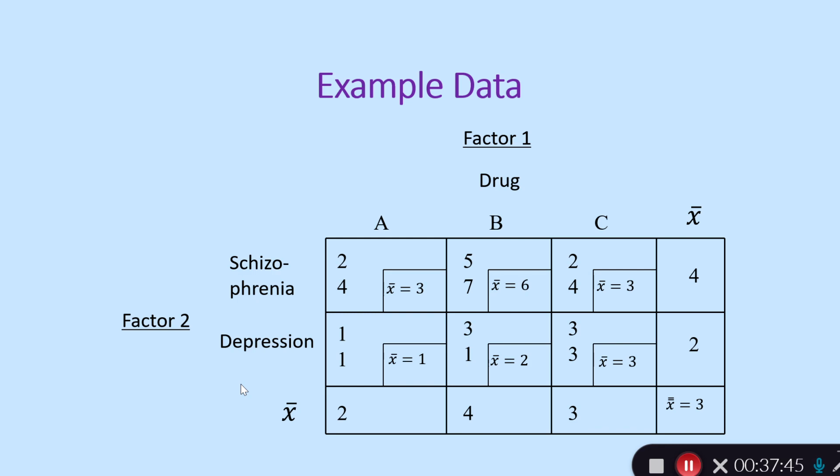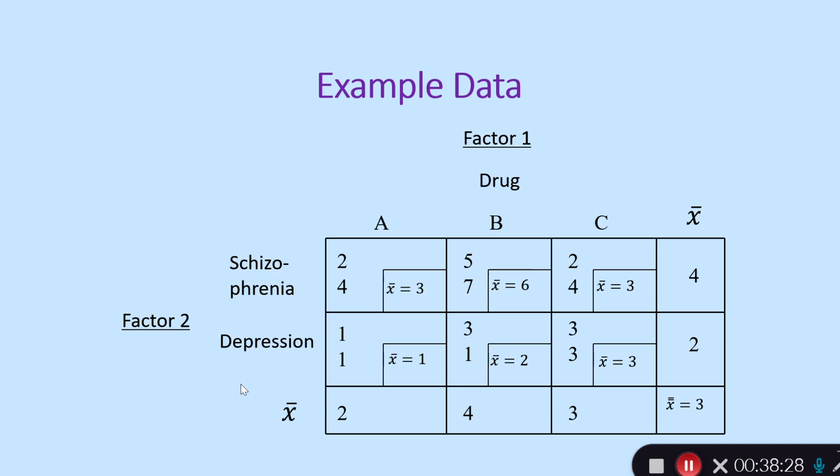If we look down the columns, we've got X bar at the bottom of each. So we've got column A, column B, column C. Then we've got X bar of 2, and that is the mean improvement score for every person who took drug A, so schizophrenics and depressives. If you look at the mean for column A for schizophrenics, it's 3. The mean for column A for depressives is 1. 3 plus 1 is 4, divided by 2 gives you a mean of 2. And the mean for drug B overall is 4, and the mean for drug C overall is 3, the bottom one.